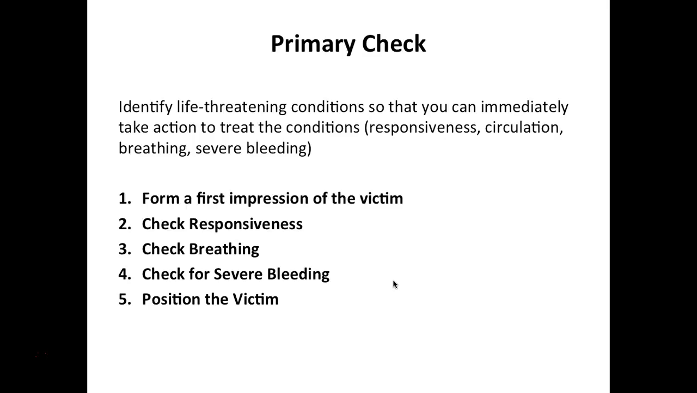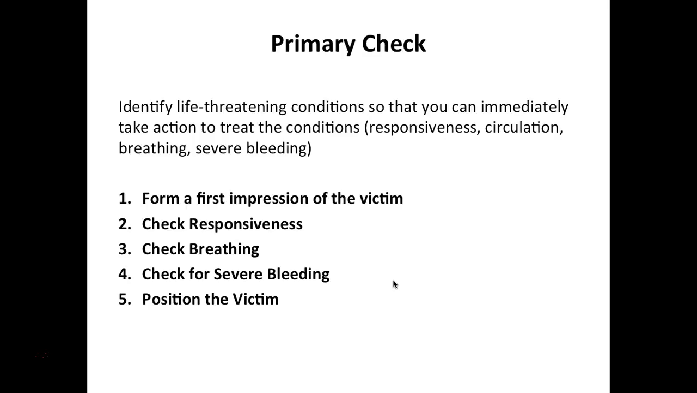Okay. All right, so we sized the scene, we put on our gloves, and now we're going to do a primary check. So this is a check to identify life-threatening conditions so that you can immediately take action to treat the conditions. Responsiveness, circulation, breathing, and severe bleeding. Those are the things that we're looking for. Responsiveness, can they respond and talk to me, or are they unconscious? Circulation, do they have a pulse? Are they breathing, or do they have severe bleeding?